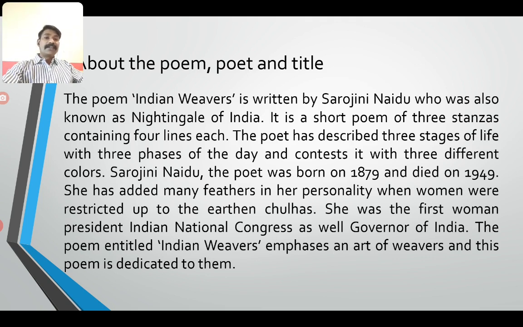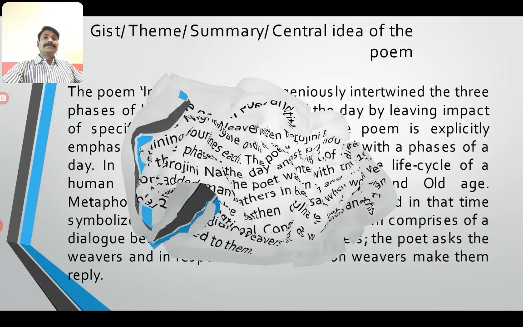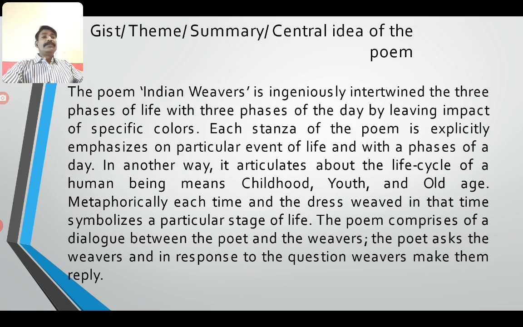The poem entitled Indian Weavers emphasizes the art of weavers. So what exactly are poem, poet and title? The student has to write two lines on each of these: poem, poet and title. Thereafter, what are the gist, theme, summary and central idea? So what did I write here?